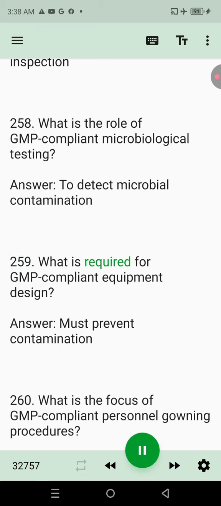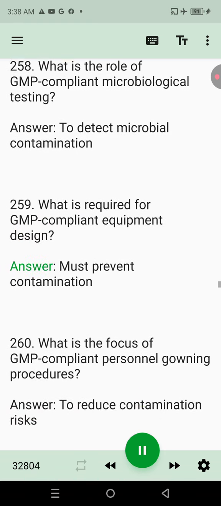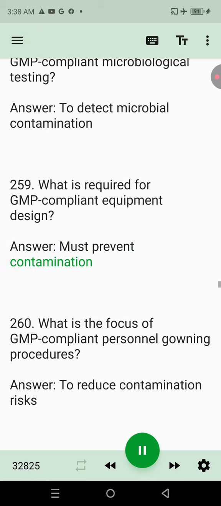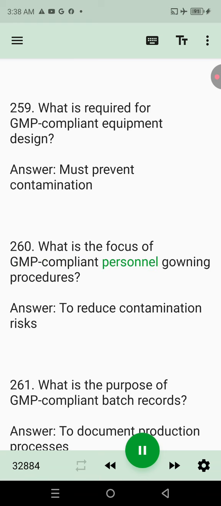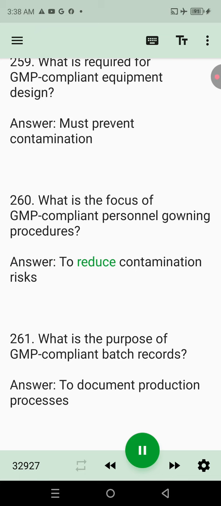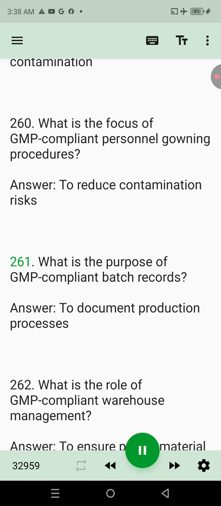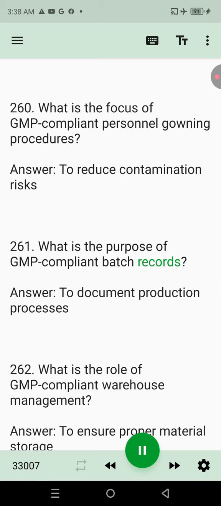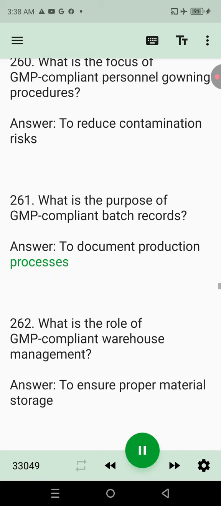259. What is required for GMP-compliant equipment design? Answer: must prevent contamination. 260. What is the focus of GMP-compliant personnel gowning procedures? Answer: to reduce contamination risks. 261. What is the purpose of GMP-compliant batch records? Answer: to document production processes.